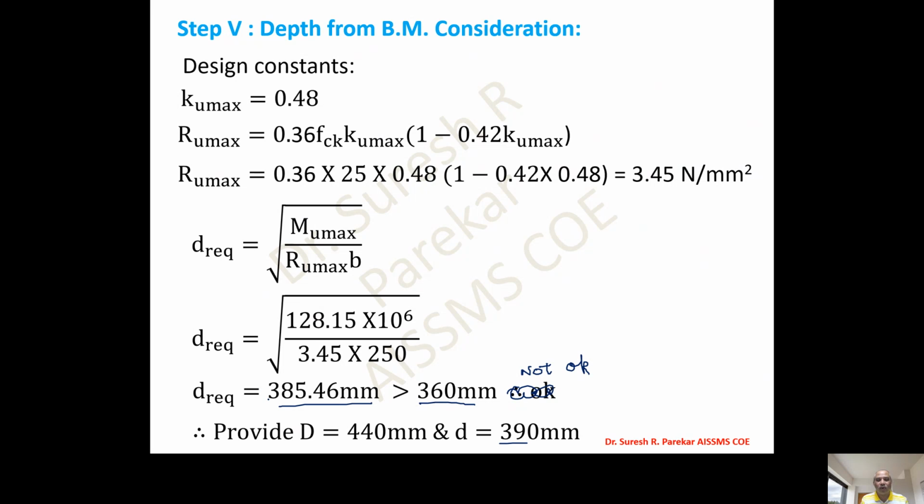Now we need not go back and recalculate the values. There is a very small difference between the values due to 360 and due to 390. So do not go back and calculate it, but we should know that hereafter, whenever we go for calculations, we have to take the value which we are providing due to the bending moment consideration.